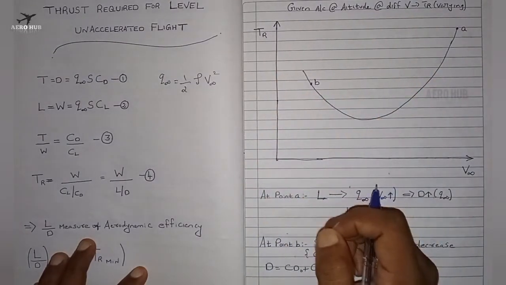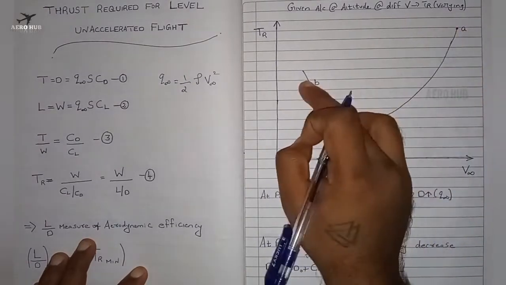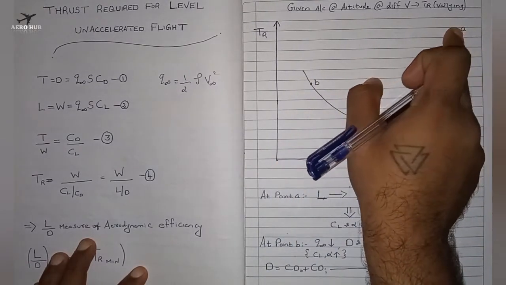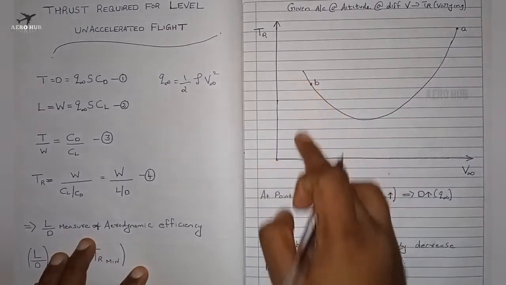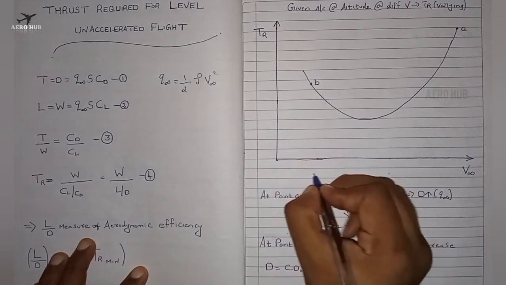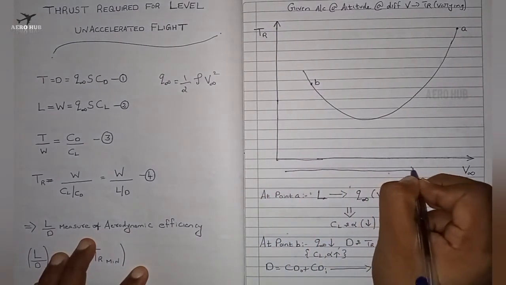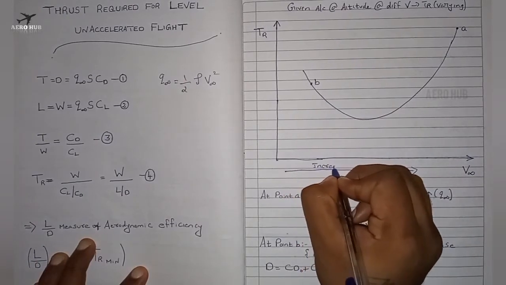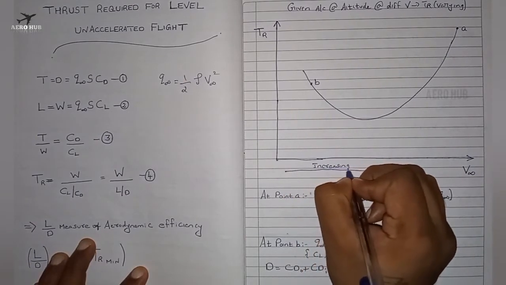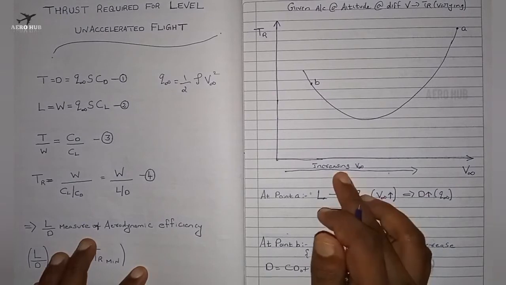And you can see that we have 2 points. I am taking 2 points, A and B. At point A the velocity is higher, and at point B the velocity is lower. So from left to right we have increasing velocity. This is one of the important things you have to understand.